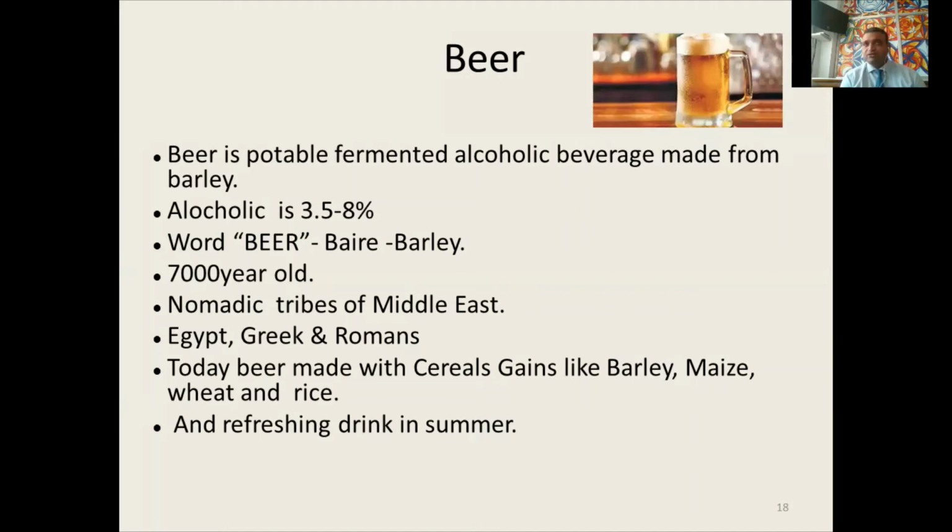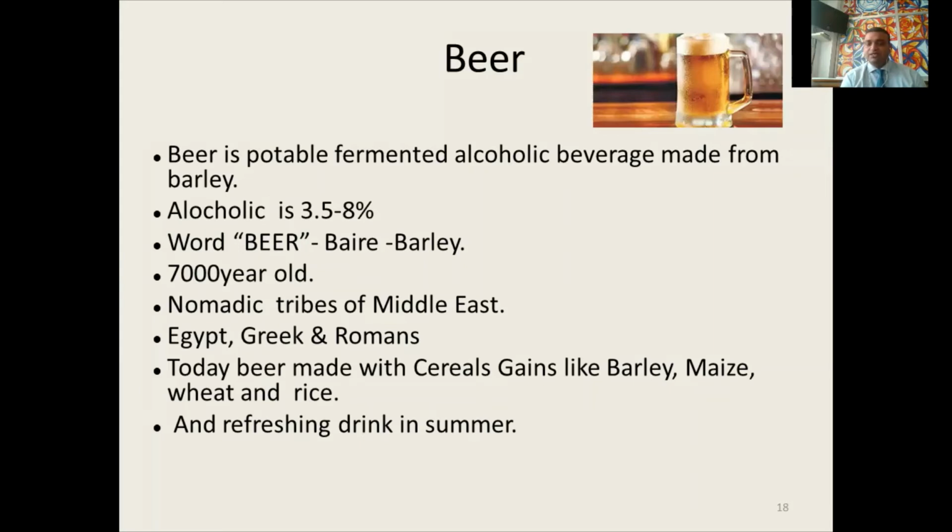What they did, they broke the barley and mixed it with water, made a kind of porridge, and left it open. As the air has yeast, the yeast started reacting with this porridge and accidentally formed a fermented drink, and that's how beer came into the world.